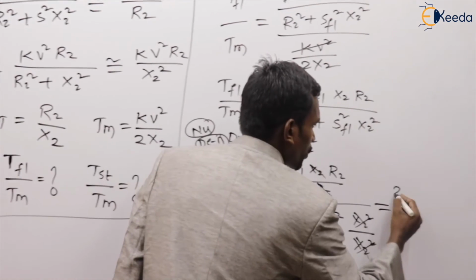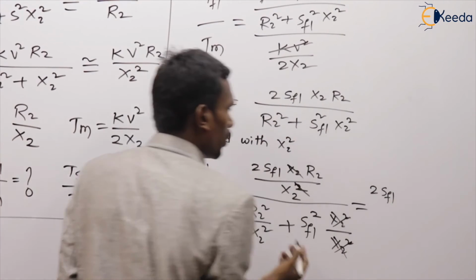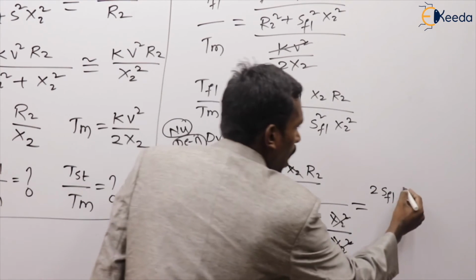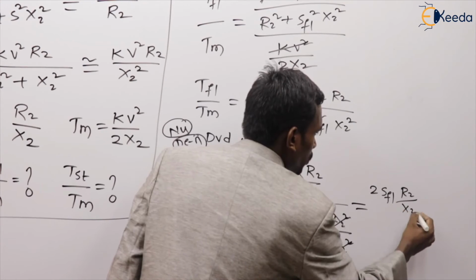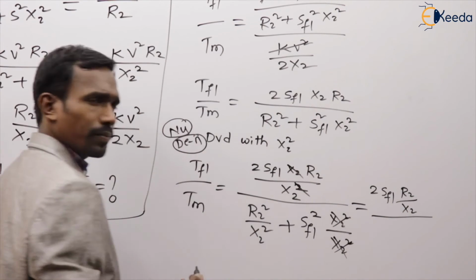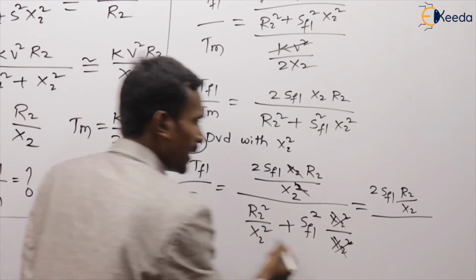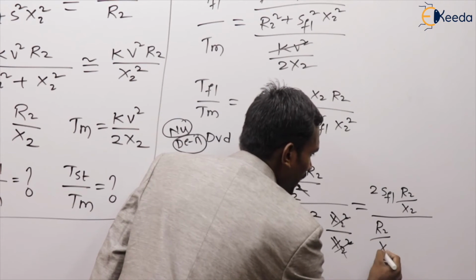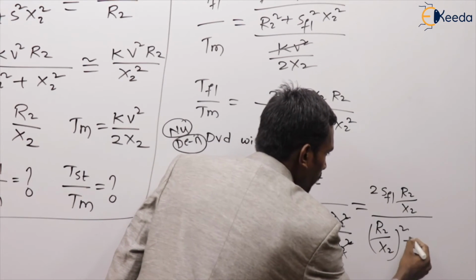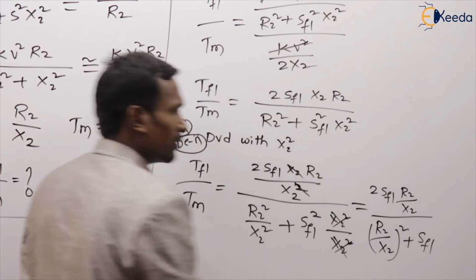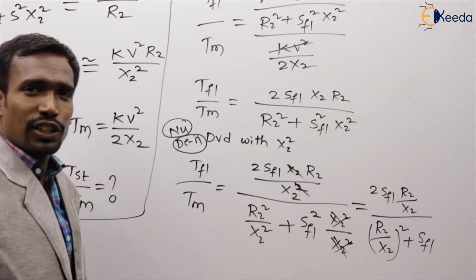2 into slip at full load into R2 by X2, divided by (R2 by X2) whole square plus slip at full load square. This is the final equation.